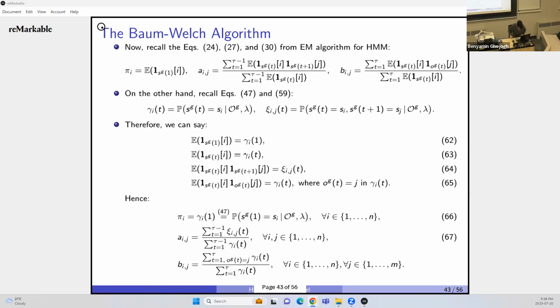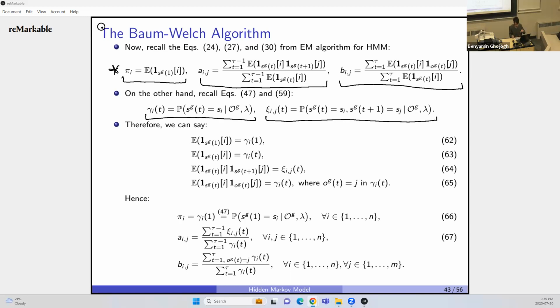Okay. Now recall equations 24, 27, and 30 from the EM algorithm. Now I'm going to use them. Do you remember these? Three equations that we found in expectation maximization several minutes ago, right? On the other hand, recall equations 47 and 59. So we had these gamma it and zeta ijt, right? Therefore, if you compare these, you can see that I can say expectation of 1 Sg1 i equals gamma i1.